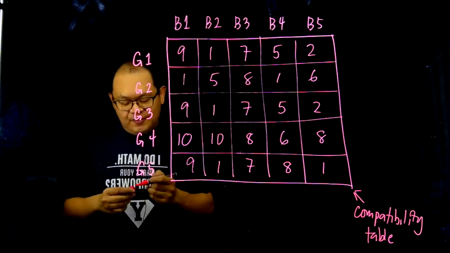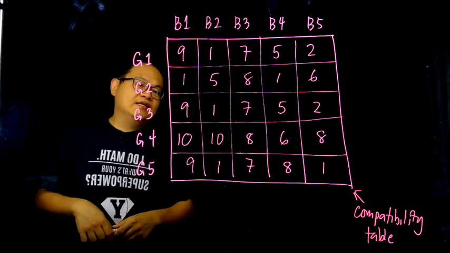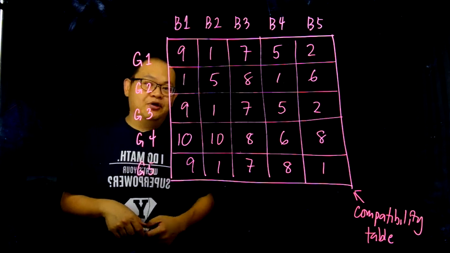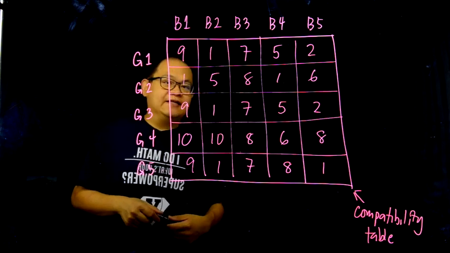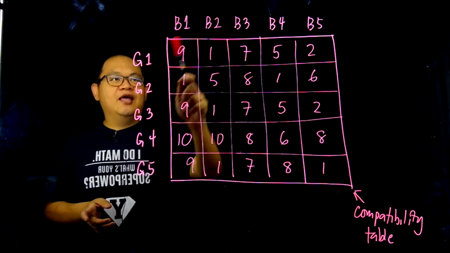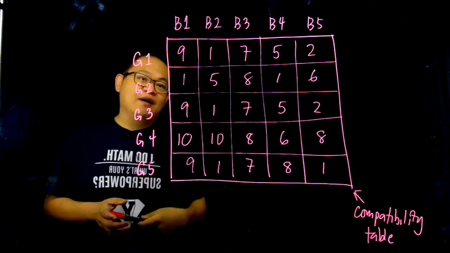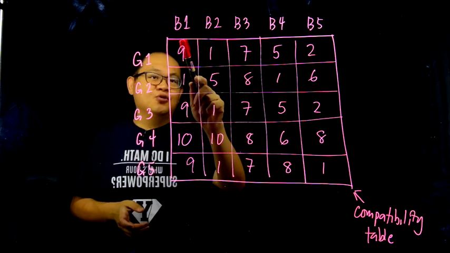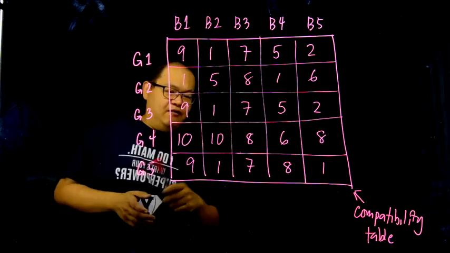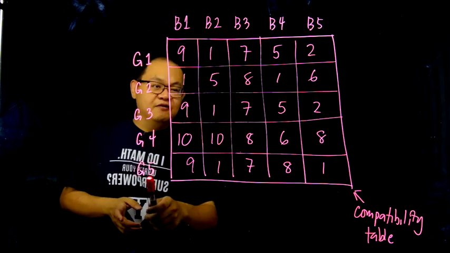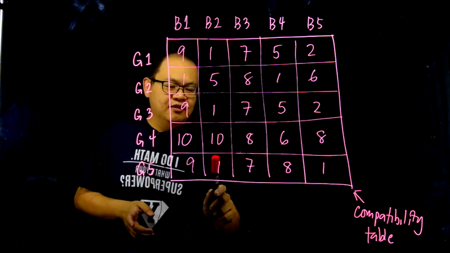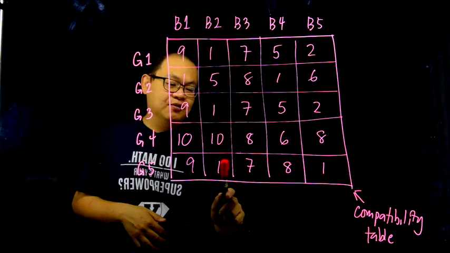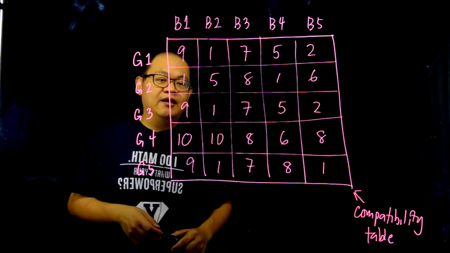Now, what does this compatibility table show us? It shows us how compatible every pair of girl and boy is. So, for example, if girl 1 and boy 1 are to be paired or matched together, then their compatibility score is a 9. For example, if you pair girl 5 with boy 2, then they don't seem to be very compatible with each other because their compatibility score is a 1.